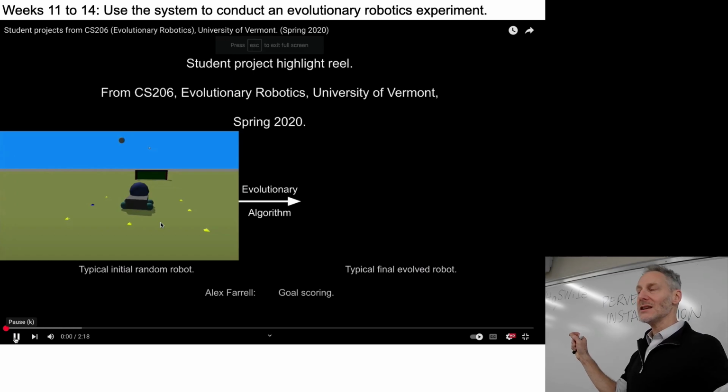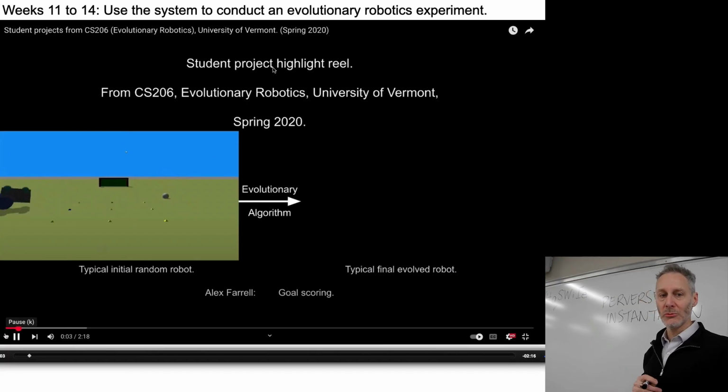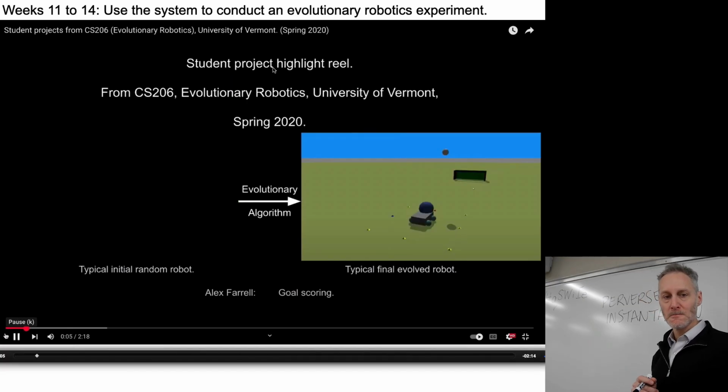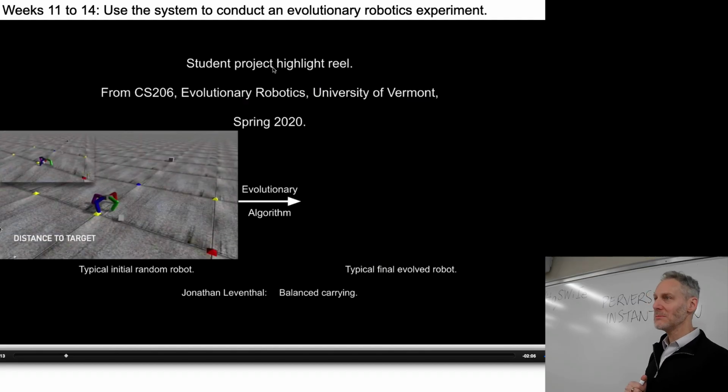What you're not going to see is, what was the student's fitness function? What did they give the evolutionary algorithm to evolve the robots against? But you should probably be able to figure it out. Here's a random soccer robot. Here's an evolved soccer robot. Perverse instantiation? Maybe, maybe not.